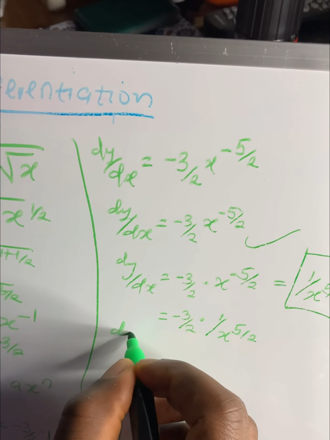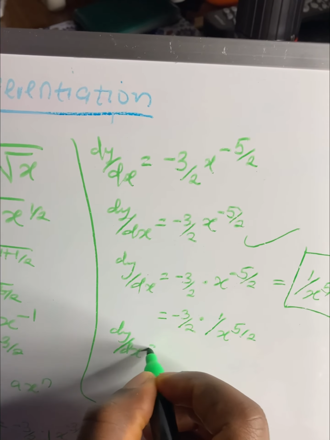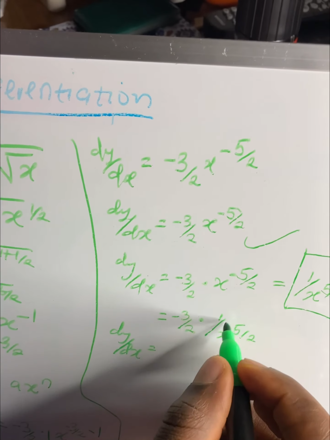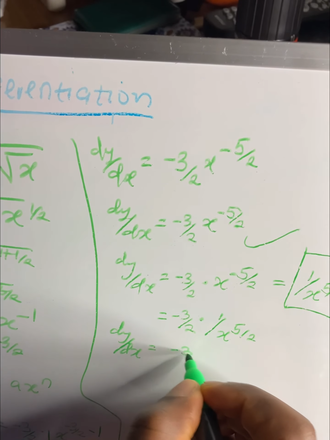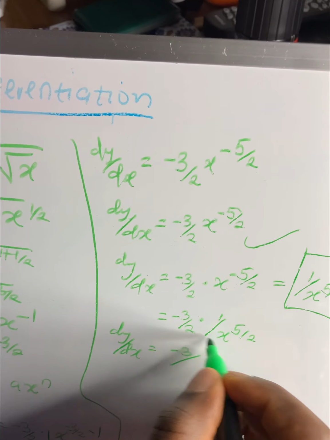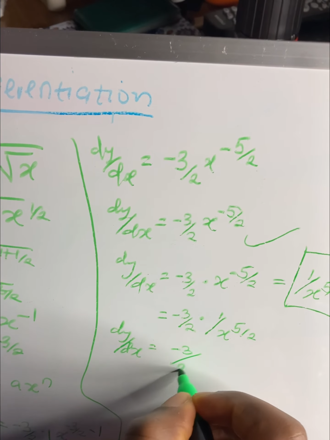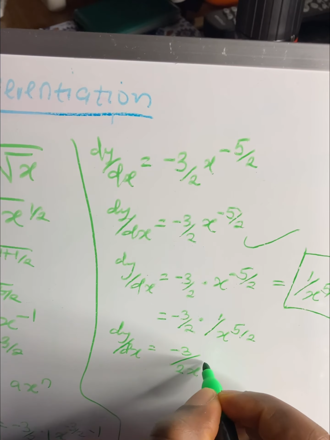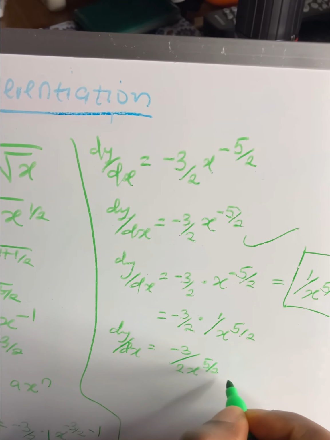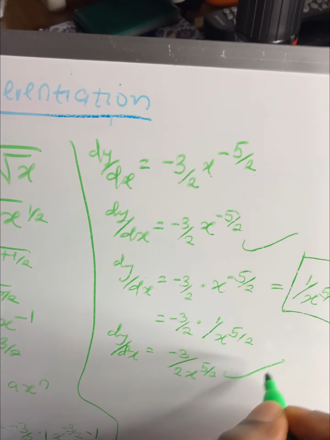So our dy/dx will be equal to minus 3 times 1, which is minus 3, over 2 times x raised to the power of 5 over 2, that is, minus 3 over 2x to the power of 5 over 2 as the simplified answer.